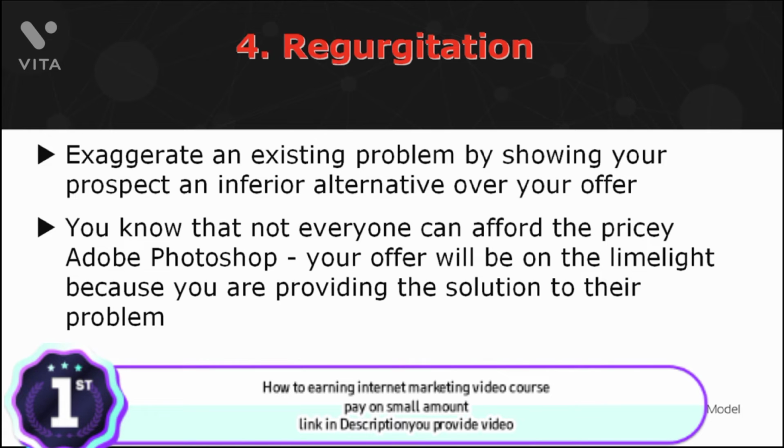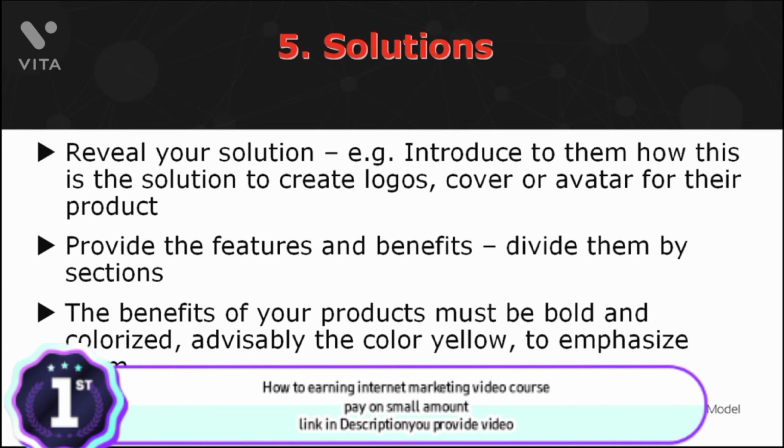With this piece of information, your offer aims to solve their problem. Now, mention the long-awaited solution for them. Introduce to them how your solution creates logos, ebook covers, and avatars which they can use for their websites and digital products. Don't forget to provide the features and benefits your solution delivers. If you have more than one component to your solution, divide them into sections or categories. The benefits of your products must be bold and colorized, advisably the color yellow for emphasis.